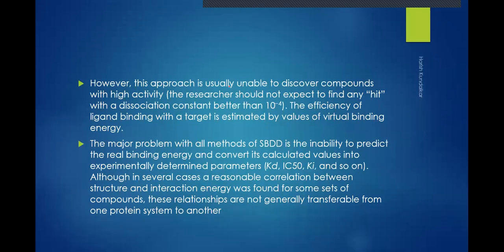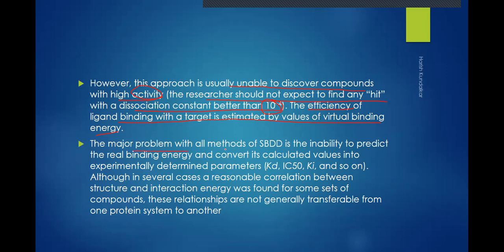However, this approach is unable to discover compounds with high activity. This is actually a drawback. The researcher should not expect to find any hit with a dissociation constant better than 10 raised to minus 4. The efficiency of ligand binding with the target is estimated by the value of the virtual binding score. So very high affinity molecules cannot be found, but reasonably, in drug discovery docking has been very widely and very successfully used.